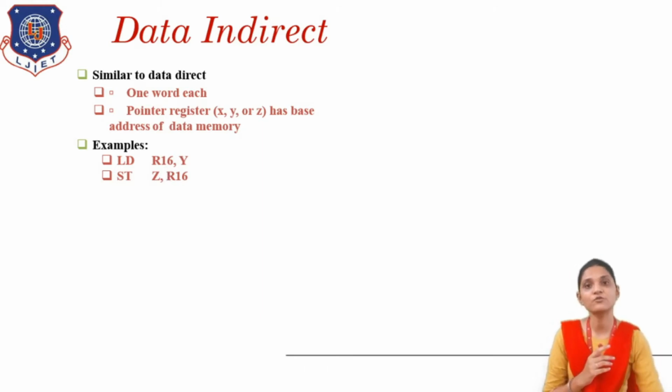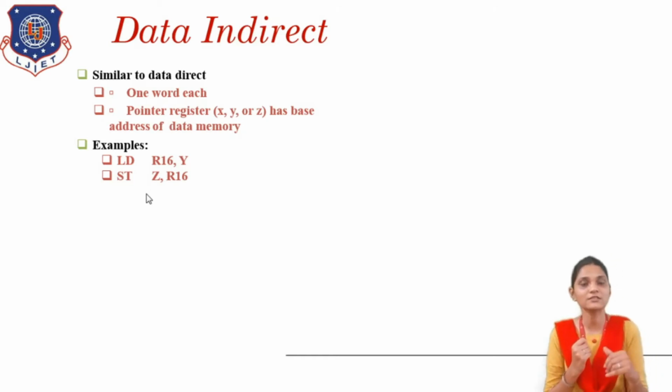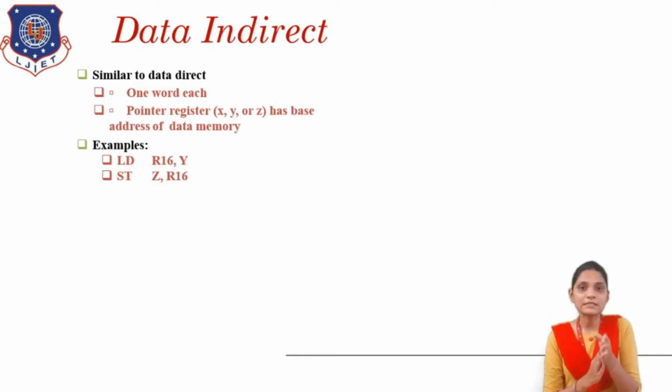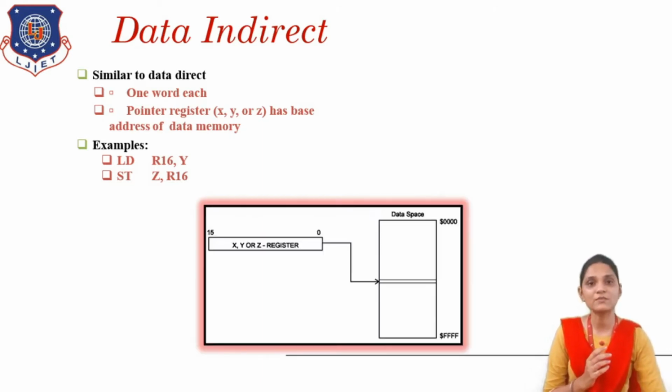Okay, and similarly for this instruction ST, the content of register 16 is going to be stored at the memory location given by this Z register. What is the Z register? That is your R30 and R31. So in this instruction, the content of register 16 is going to be stored at that memory location that is given by the Z register. Okay, so this can be given like this.